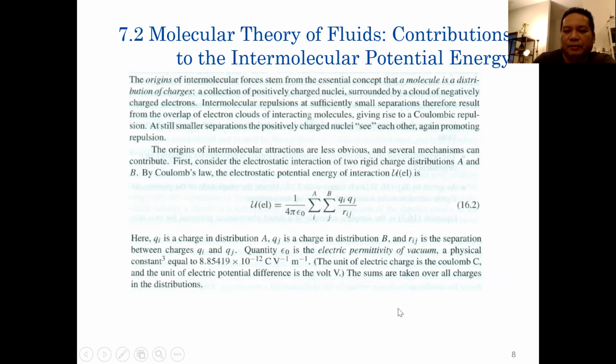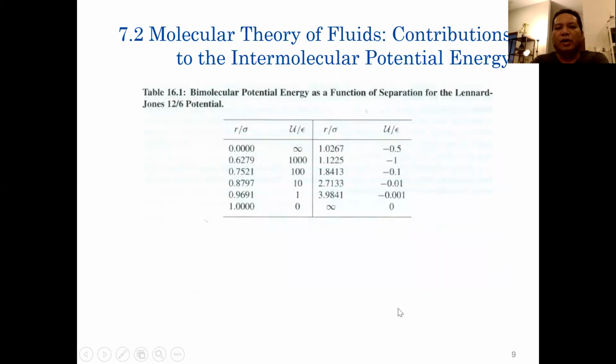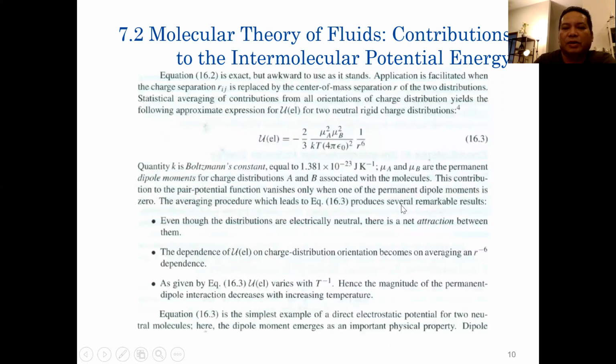So for the Lennard-Jones potential, this is the ratio here, and you can see that this is the repulsion and this is the attraction. So when they are very close, they repel. When they are very far, they attract.